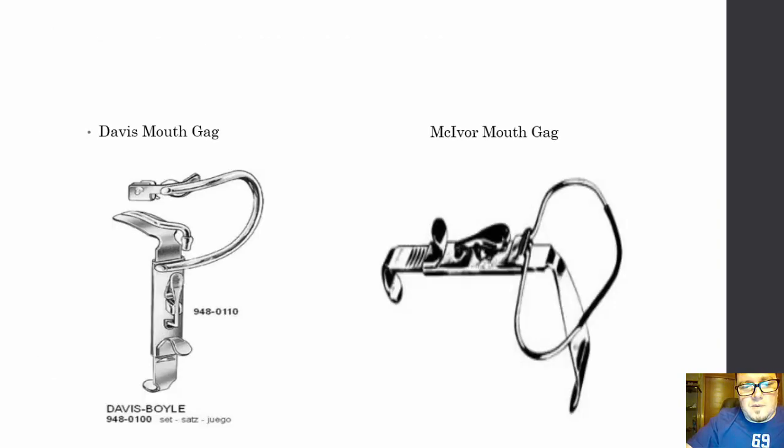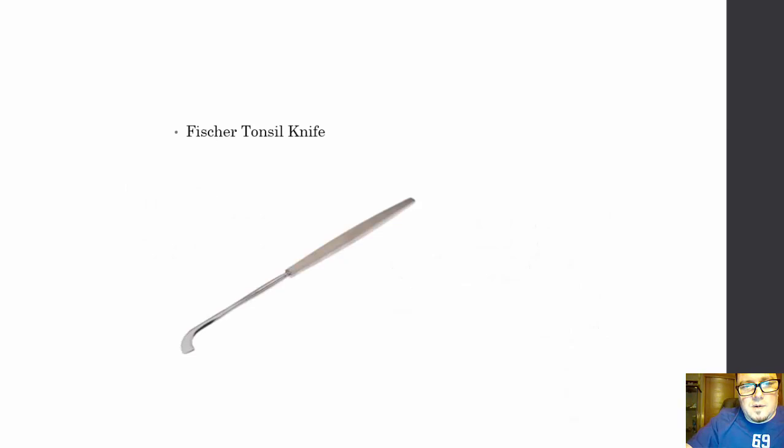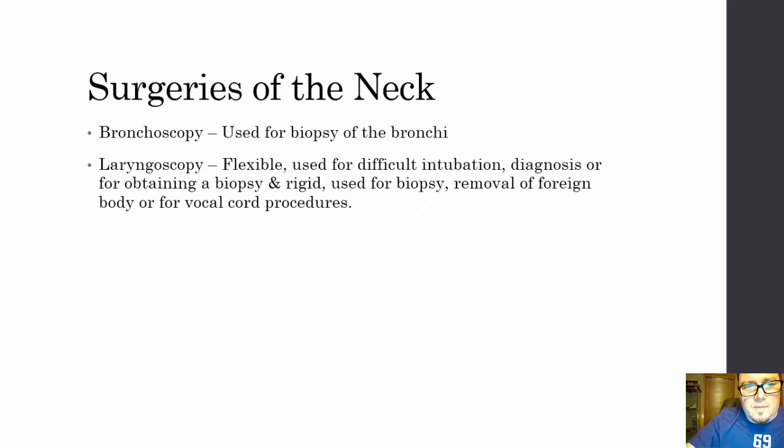There's some of the mouth gags, the Davis and the McIver. There's your Fisher tonsil knife. Looks kind of like a hockey stick. You can reach in and sort of scoop that tonsil out with a knife blade. Bronchoscopy is used for biopsy of the bronchi. It's also to look for any type of invasive lesions that are inside that bronchus and its tributaries.